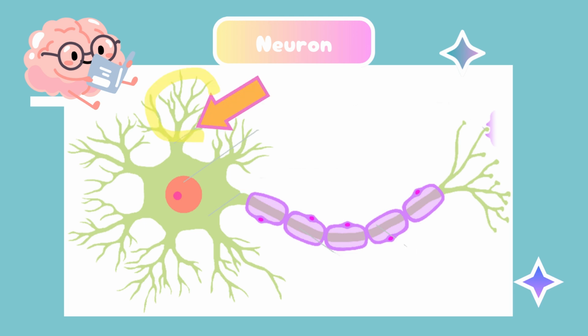Here's another pop quiz. Take a moment to pause the video and figure out which part of the neuron is highlighted on the screen. If you said dendrites, you would be correct.